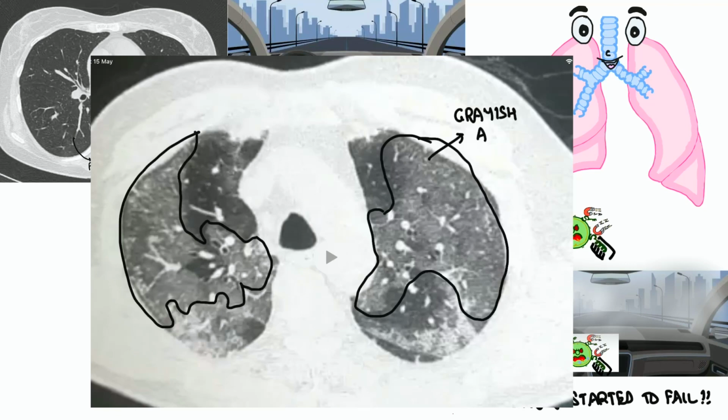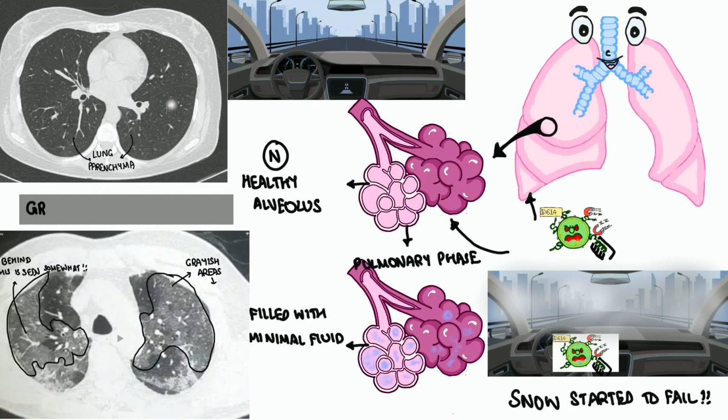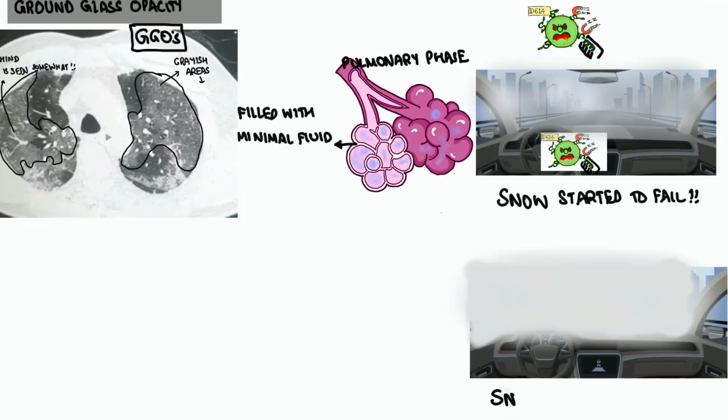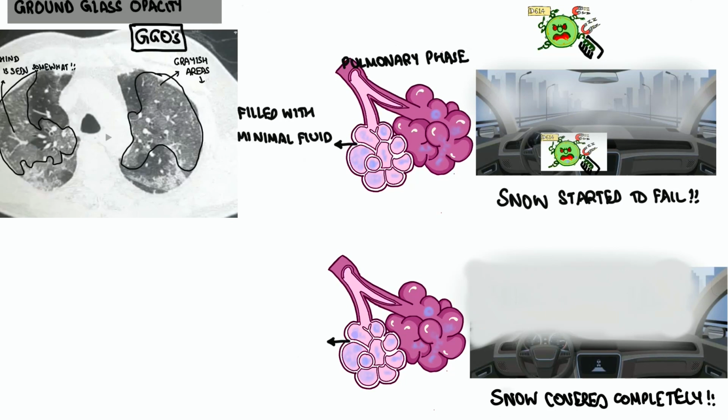At the same time, you can see the bronchovascular markings also, like how we were able to see the objects on the other side of the window of the car. This is the classical ground glass opacity seen in COVID. Next, what happens? The snow starts to completely cover the front window. Same happens when alveoli are filled excessively with fluid outpouring due to excess inflammation happening in COVID. So that contributes to complete filling of alveoli with fluid.